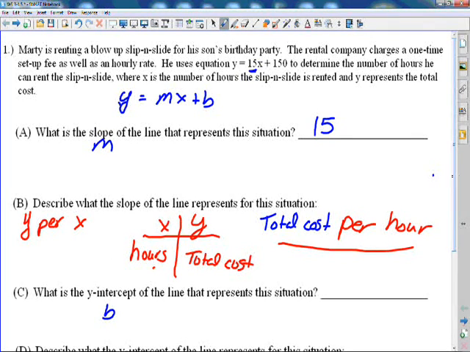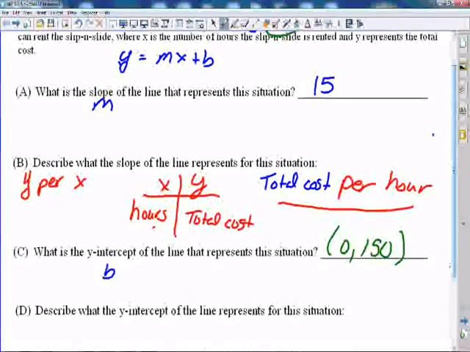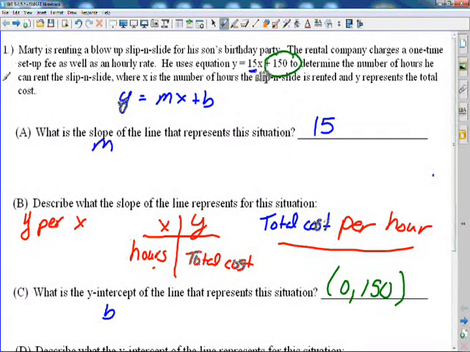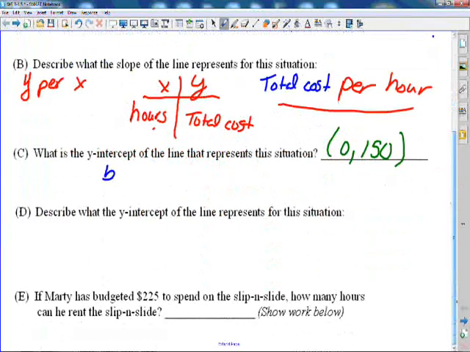Next it says, what is the y-intercept? The y-intercept is this number right here, but remember when we write it as an ordered pair, we have 0 and 150. Describe what that represents for this situation. There is an hourly rate, that's what we just did, a cost per hour. And a one-time setup fee. That right there is my constant, that's my y-intercept. One-time setup fee.